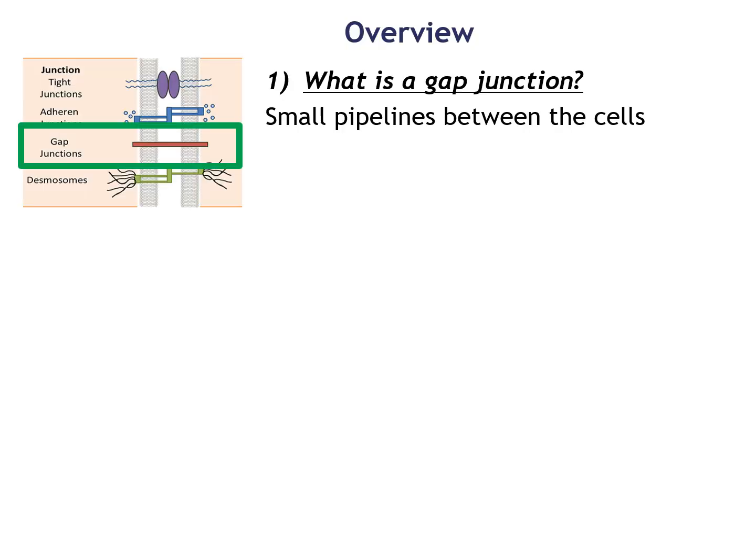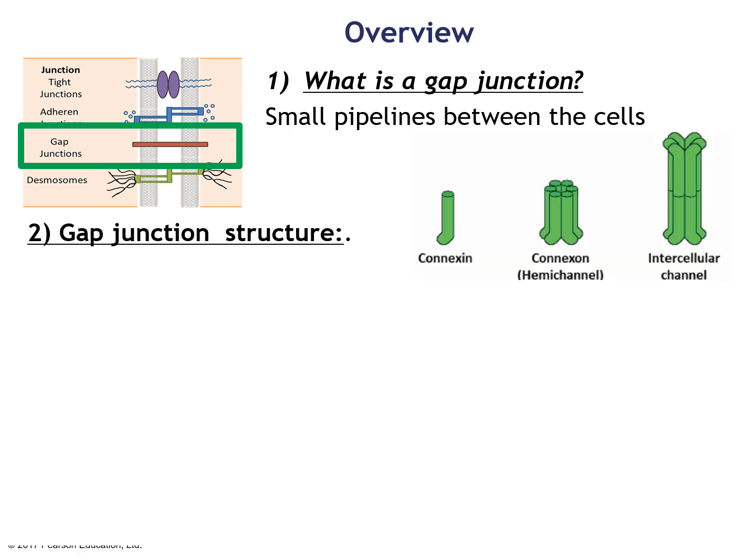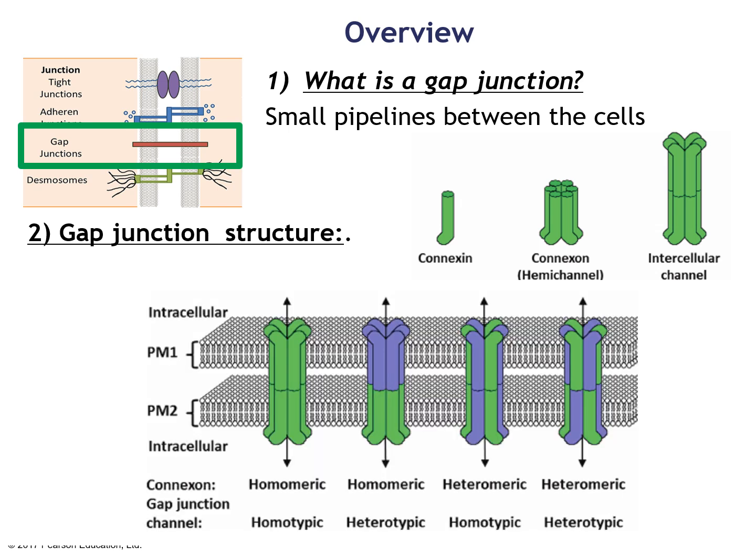Okay, so with this we finish the gap junctions. Remember, small pipelines, they only allow ions to go through, not big organelles, not the nucleus. The subunits are connexins. Six connexins form a connexon, a hemichannel. When you have two connexons, you have the intercellular channel, and there can be a lot of variations in how they mix and form. Okay.